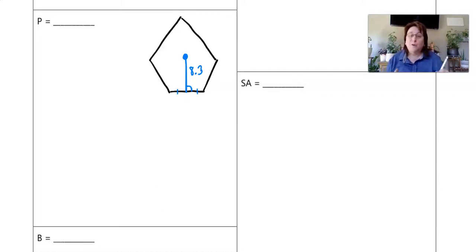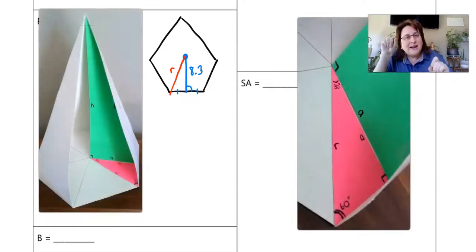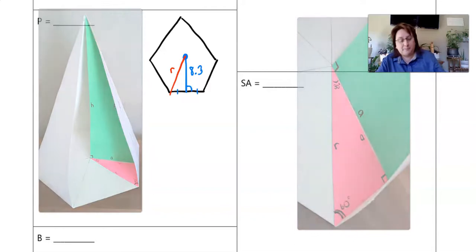And we know that the apothem bisects the side, doesn't it? Okay, well guys, in order to find the perimeter, we're going to have to draw in the radius, right? Here's our radius. We're going to have to draw that in, and we're going to have to find half the central angle. What I just drew in is that pink triangle. That is the triangle that's on the base. That's the one that I'm working with right now.